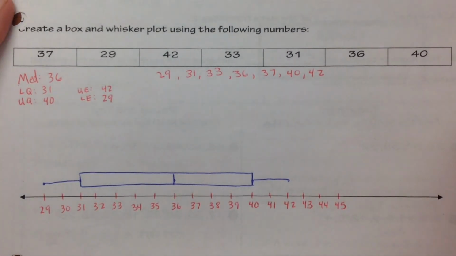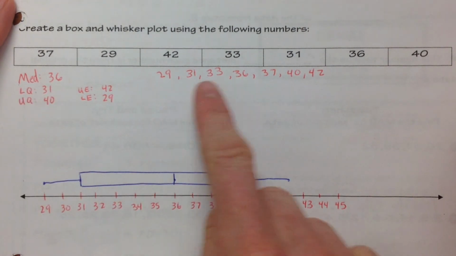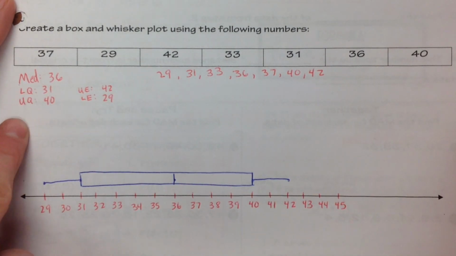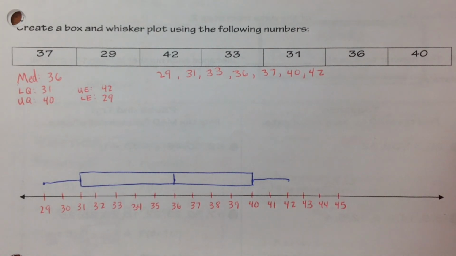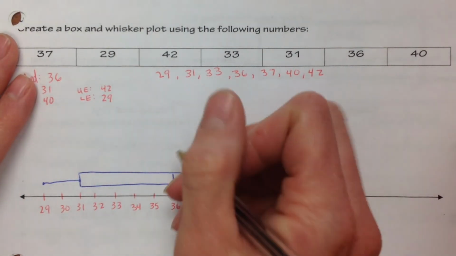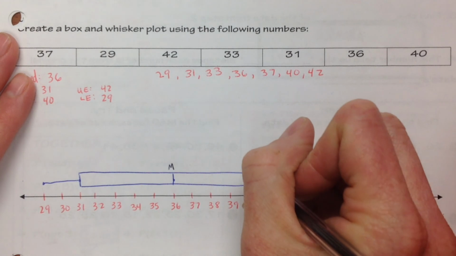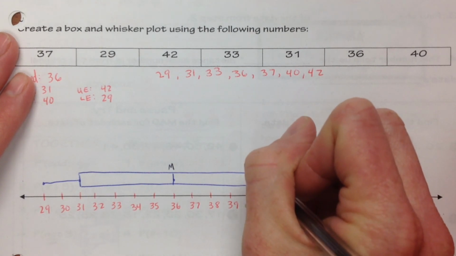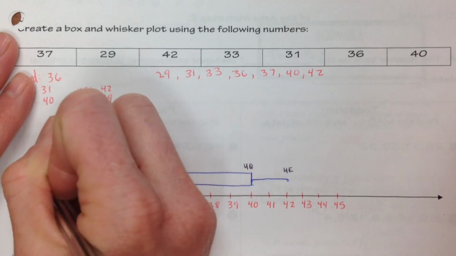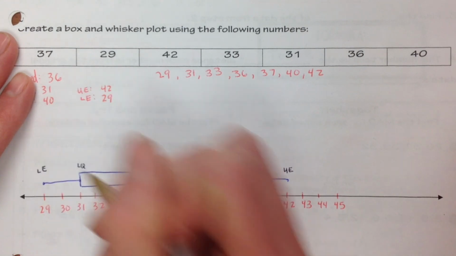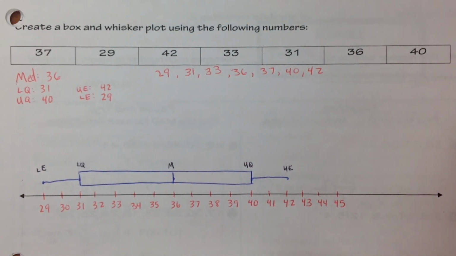Okay, welcome back. Here are your answers. So you'll notice I put in order from least to greatest, and then I found the 5 things I needed to be able to graph. And here is the graph. I'll quickly label these for you. This was my median. This was my upper quartile, my upper extreme, my lower quartile, and my lower extreme. And I just put a dot on each one and then drew my box and my whisker.